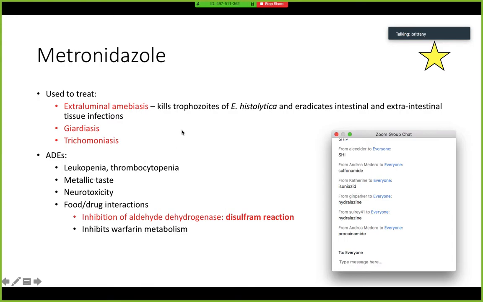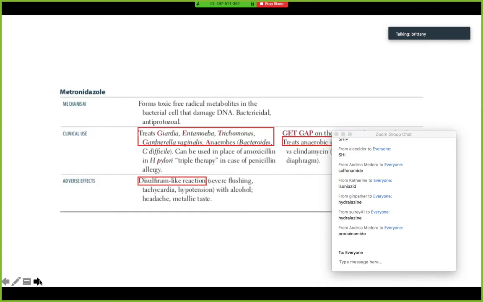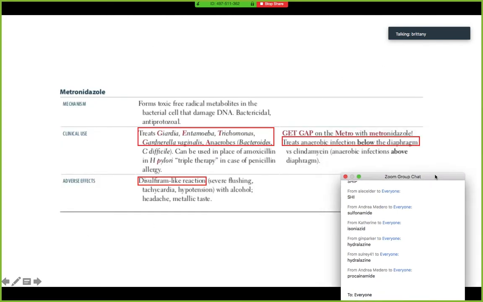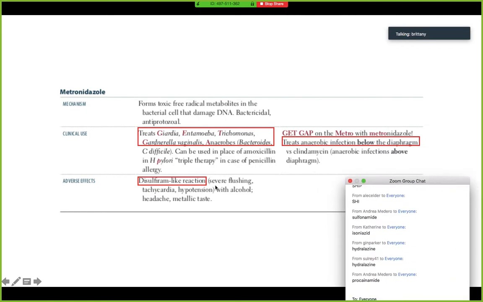I have a practice question related to this later on in the slides. So if you didn't get that down or you want to see that again, I have a picture of the actual reaction, so we'll get to that. Yeah, so get to the metro. First Aid says get GAP. For now, just know the GET part, and then your disulfiram-like reaction.